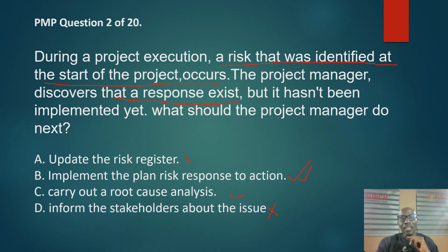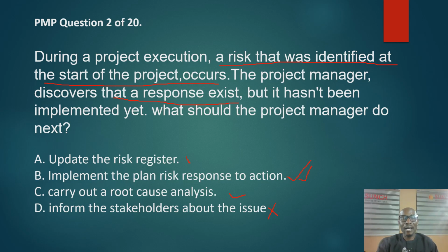What funny thing you should note about PMI questions, especially PMP questions, is that all options can be very correct. Like in this case, all options are correct. But what are you supposed to do first, especially for field engineers and field project managers? These are things you'd see on site on a daily basis. What do you do? Implement the risk response immediately. That should be your first action. Then you update your risk register, then carry out root cause analysis. Then, after you have done all this, you can inform the stakeholders.